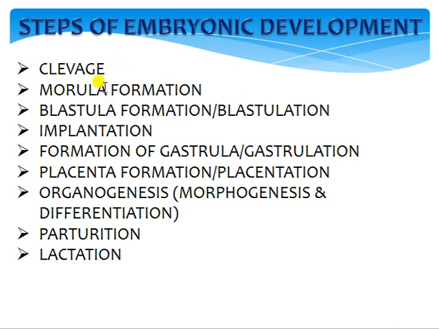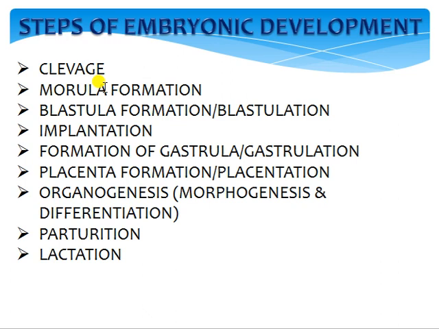Obviously, the first step is the divisional phase, where the cells present within the zygote start dividing mitotically, and that is known as cleavage. Second one, morula formation. Morula will be converted into the blastula, and the process of blastula formation is commonly known as blastulation. After blastula is produced, it will be implanted in the inner wall of the uterus, that is the endometrium, and it will also be embedded within that uterine lining.